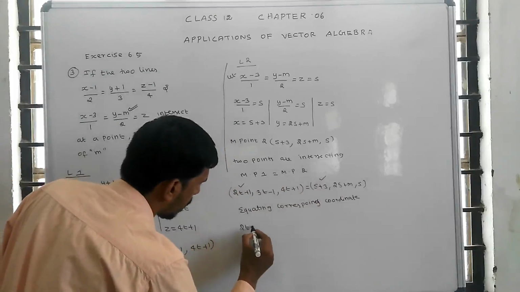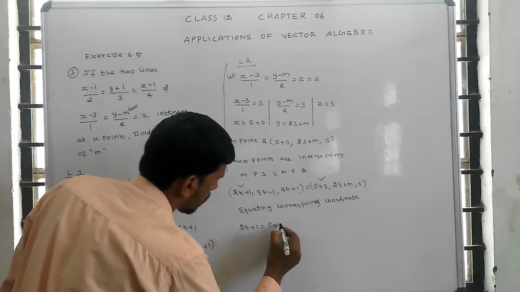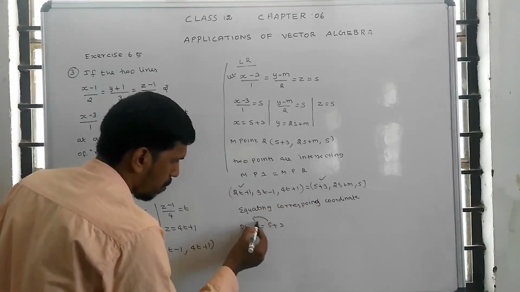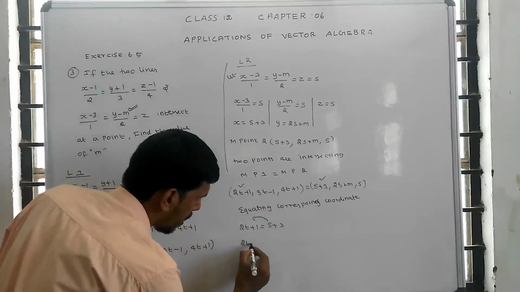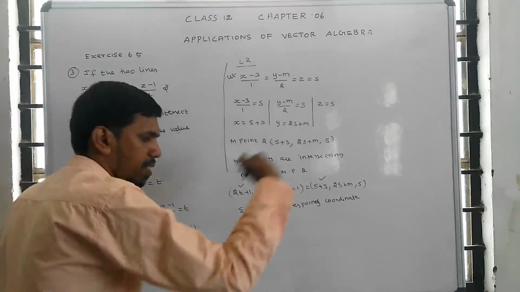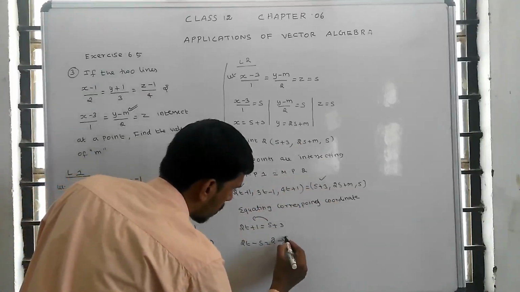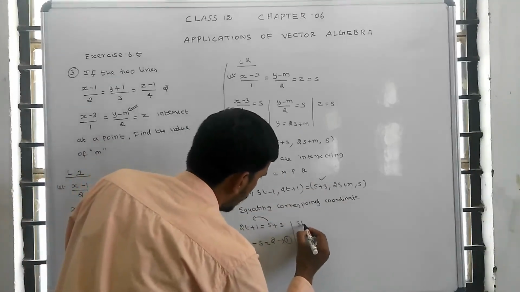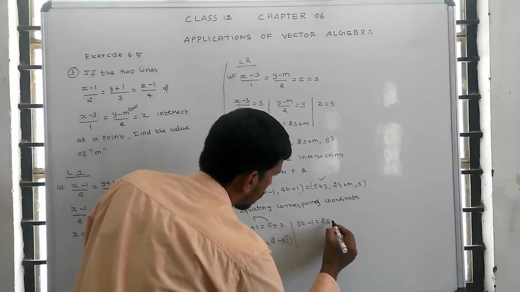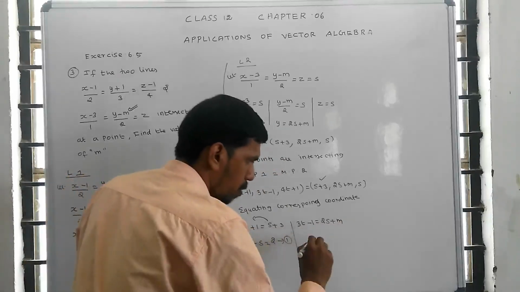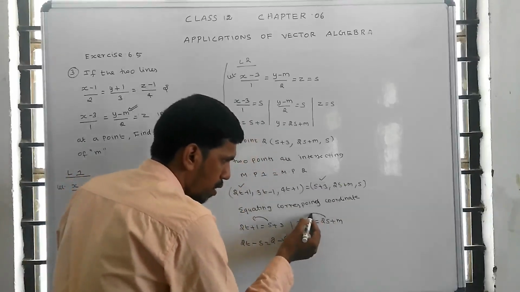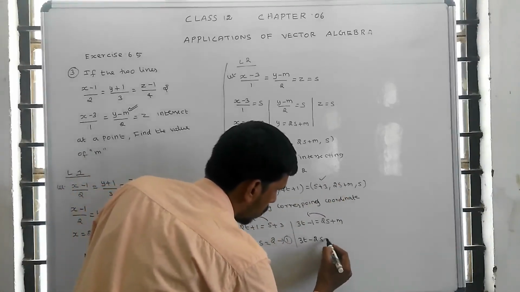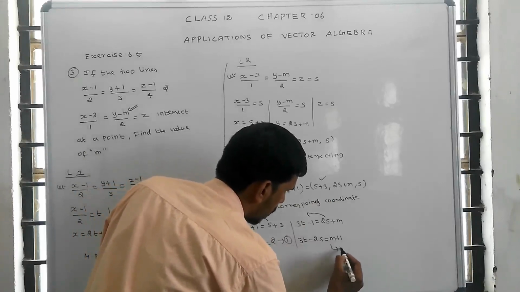First, x: 2t plus 1 equal to s plus 3. Grouping the variables, 2t minus s is equal to 2. This is equation 1. Then y: 3t minus 1 equal to 2s plus m, so 3t minus 2s equal to m plus 1. This is equation number 2.